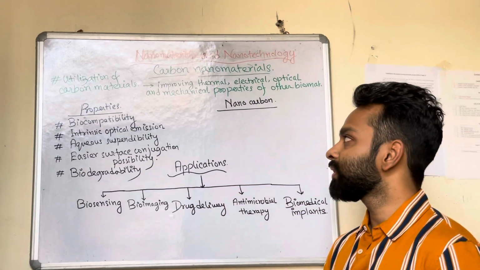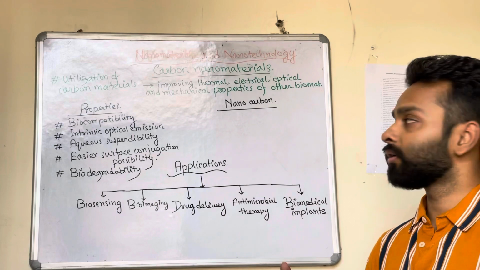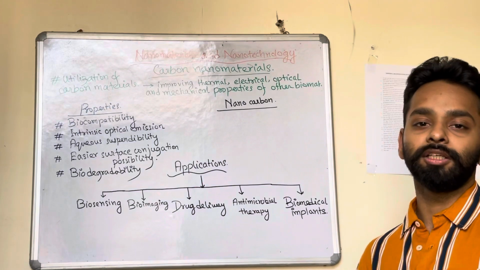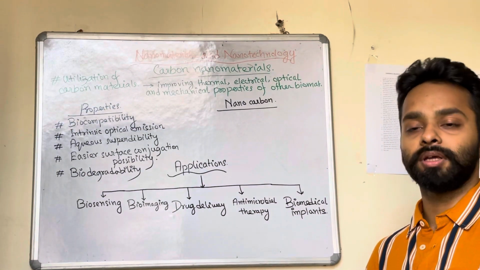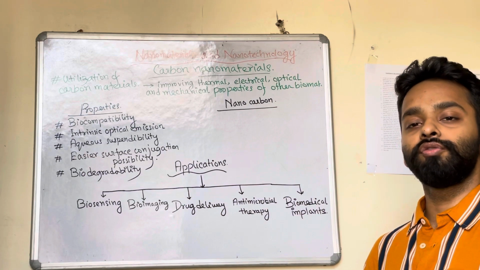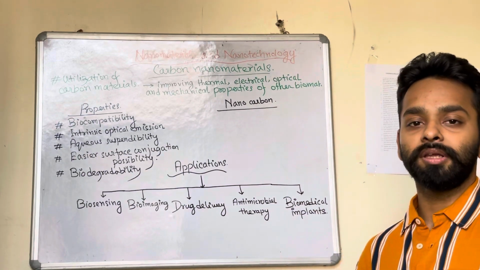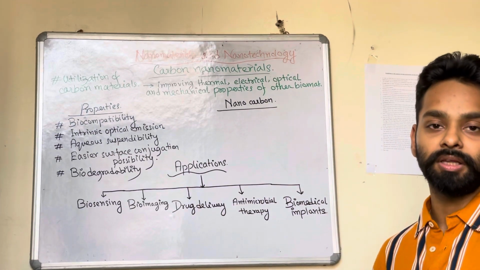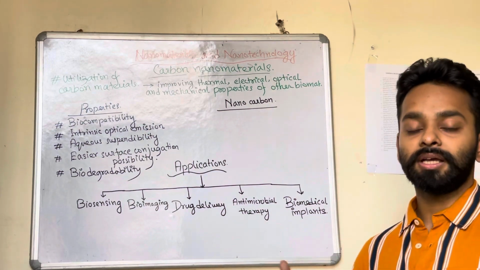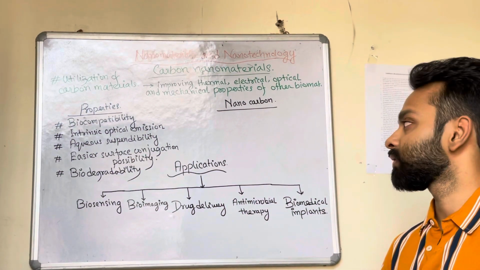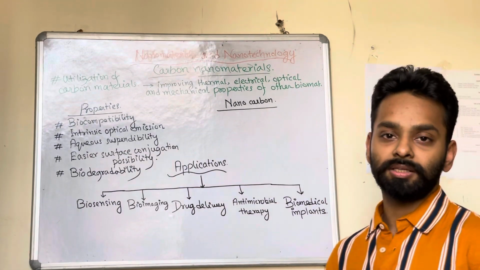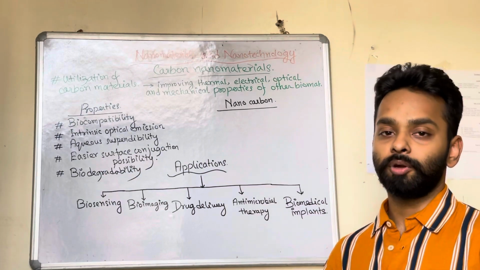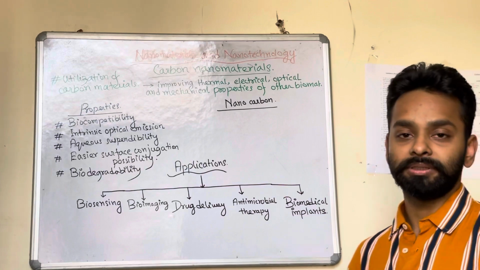These carbon nanomaterials are used for improving the thermal, electrical, optical and mechanical properties of other biomaterials. Herein lies the main importance of using carbon nanomaterials to fabricate or synthesize composite materials, incorporating the properties of carbon nanomaterials into another bulk material to improve its physical and mechanical characteristics. Such characteristics include the electrical properties, the optical properties, the melting points, the thermal properties as well as the mechanical properties.